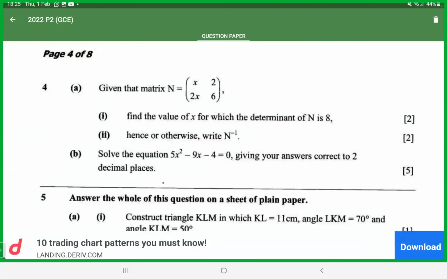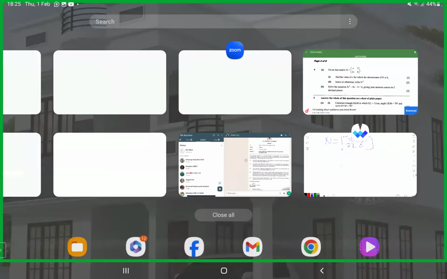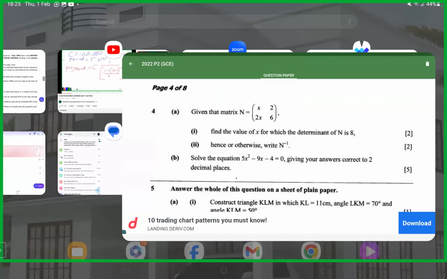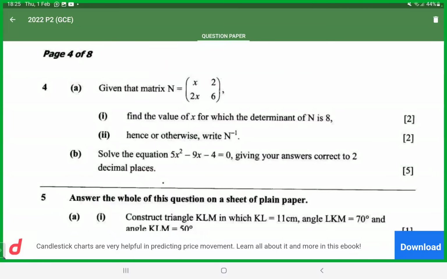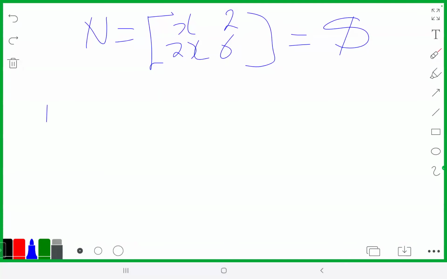What is the question reading? The question is saying, find the value of X for which the determinant of N is 8. So they are trying to tell you that they have already solved for the determinant and found that the determinant is equal to 8. So what you need to do is find the value of X. Very easy, don't panic. Then part B is saying, hence or otherwise write N to the power negative 1. Now, this matrix N to the power negative 1 is the same as finding the inverse of matrix N.